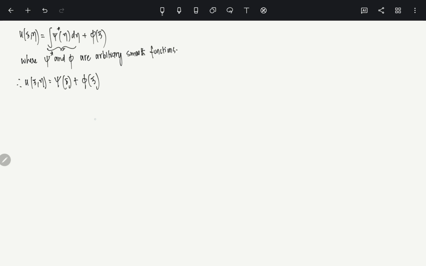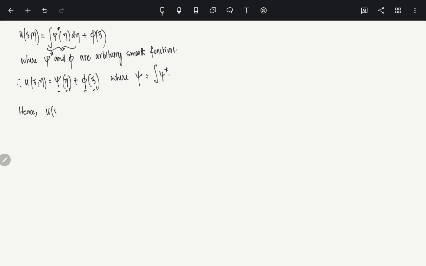One second, I made some mistake. This is eta. Clear? Where phi is nothing but the integral of phi star. This is what we are just defining like this, so don't worry about it. This is some arbitrary function, so we can just define it like this. The idea here is u can be written as a function of eta plus some function of xi. That's the point.